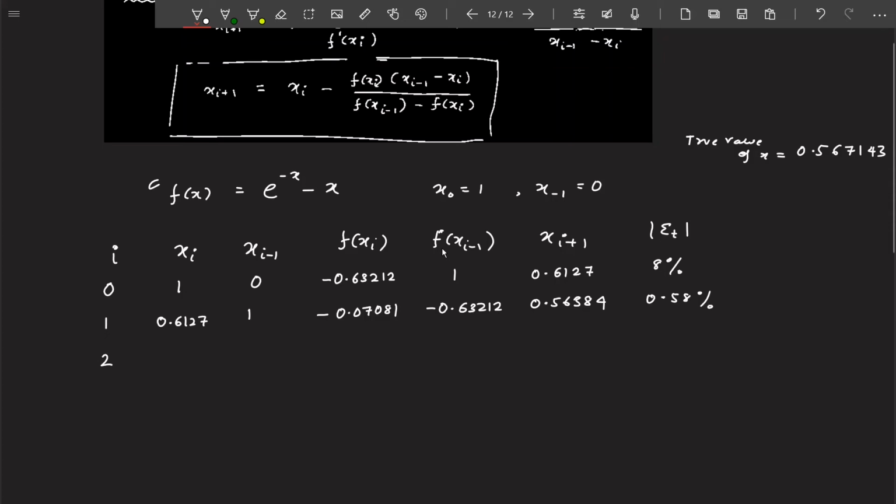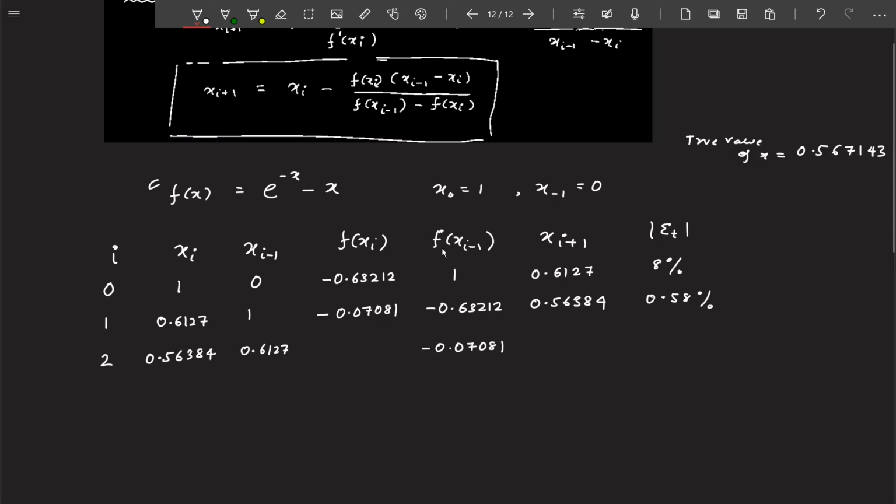Again, your current will become your previous. 5, 6, 8, 4. Your previous to previous will become your previous. 6, 1, 2, 7. Or maybe I should not talk in terms of previous. I can say your xi plus 1 becomes your xi, and your xi becomes xi minus 1. So as simple as that. If that happens, then your fxi will become your fxi minus 1. That is 0.07081.